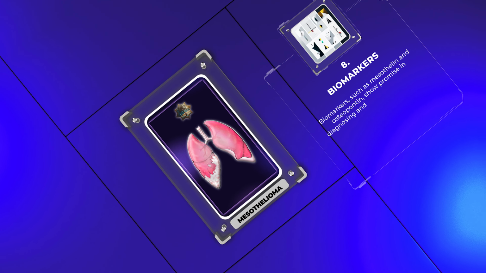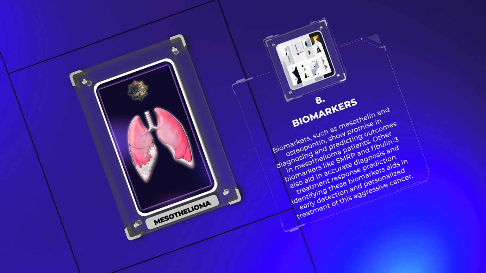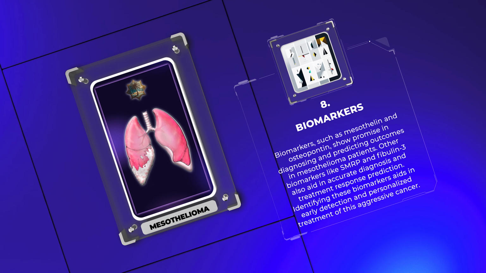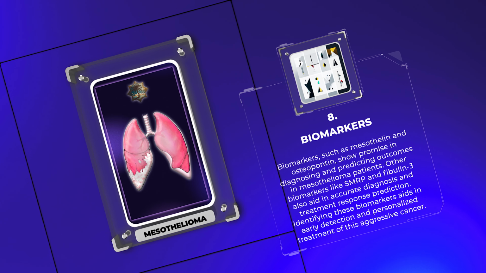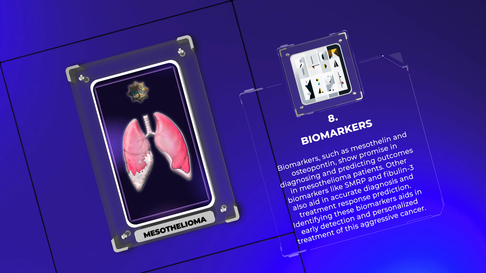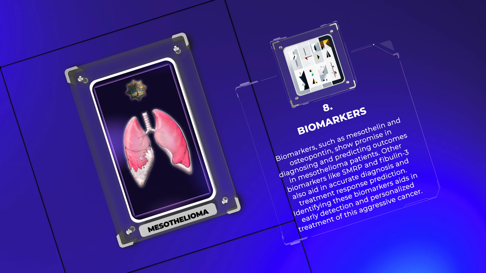Biomarkers, such as mesothelin and osteopontin, show promise in diagnosing and predicting outcomes in mesothelioma patients. Other biomarkers like SMRP and fibulin-3 also aid in accurate diagnosis and treatment response prediction. Identifying these biomarkers aids in early detection and personalized treatment of this aggressive cancer.